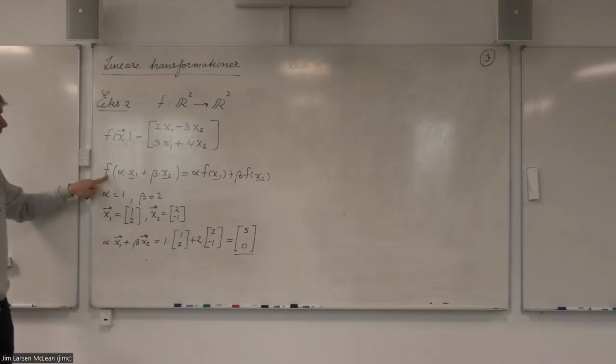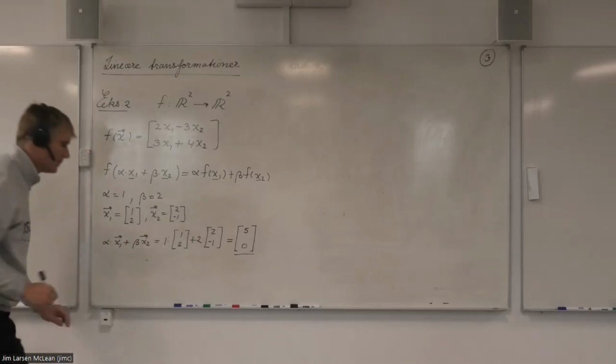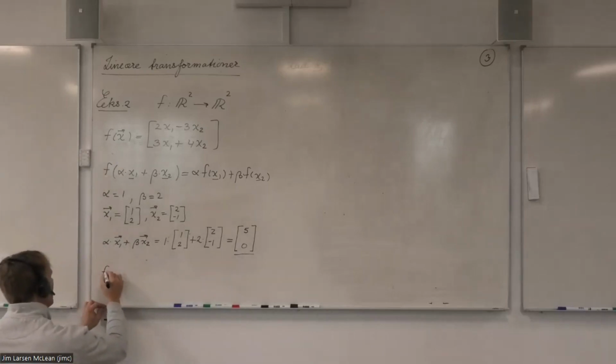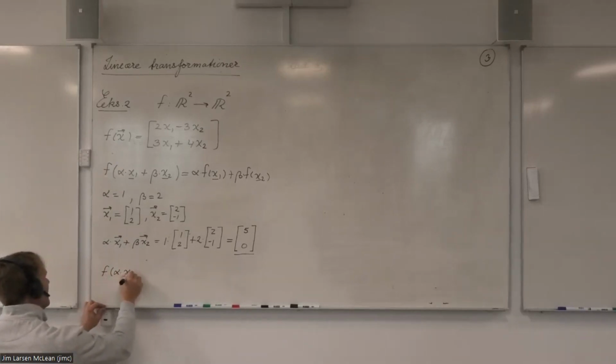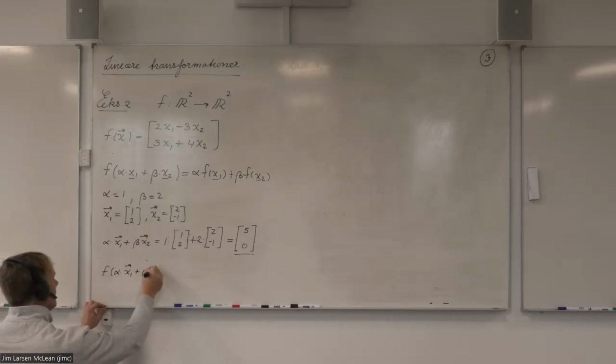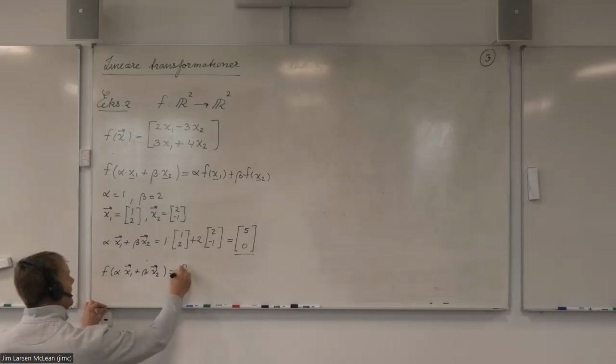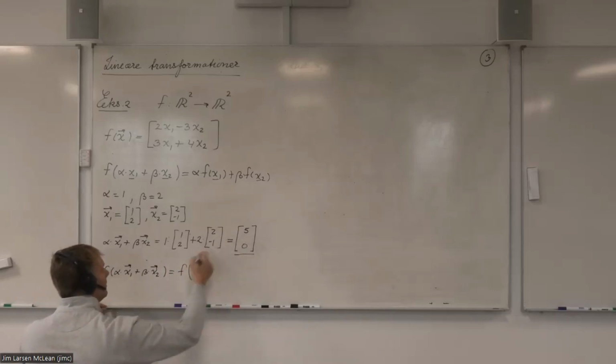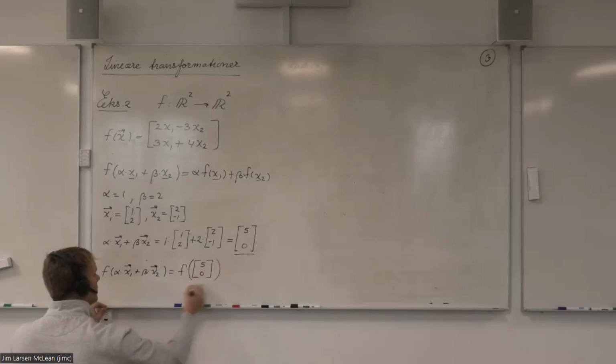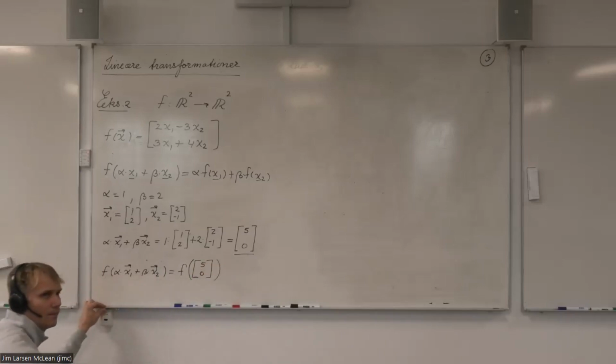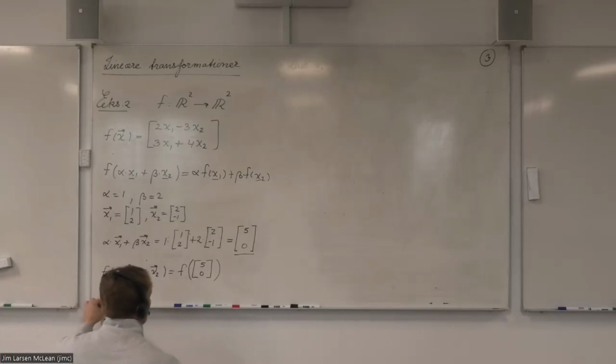Now I want to see where it ends up if I send it off with f. So what does f of alpha times the x1 vector plus beta times the x2 vector give? It just gives f of this vector, because that is the vector this becomes in the end. Are you okay? You'll soon get your break.